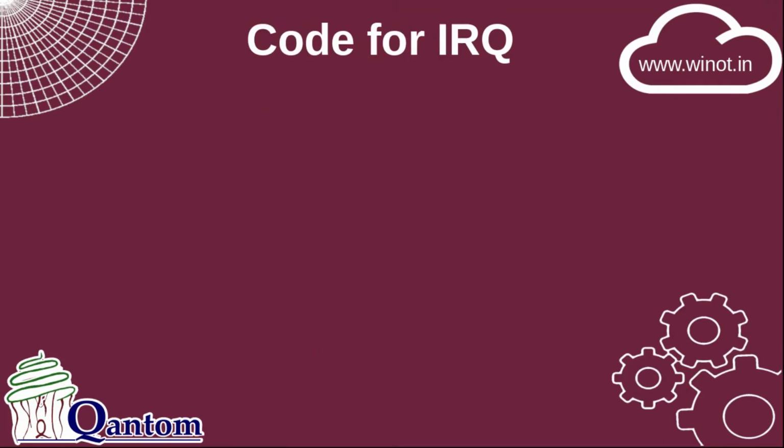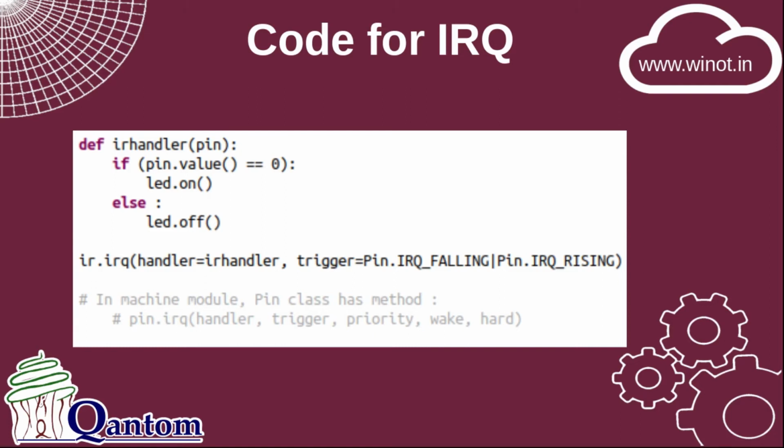Now let's come back to the IRQ in our code. We said ir.irq(handler=IR_handle, trigger=Pin.IRQ_FALLING | Pin.IRQ_RISING). MicroPython's Pin class has a method called irq whose definition is Pin.irq(handler, trigger, priority, wake, hard). Handler is the function which will be called when the interrupt is raised. The handler function just takes one argument, which is an object of the Pin type. The trigger parameter takes a constant which can be one of the following: IRQ_FALLING, IRQ_RISING, IRQ_LOW, or IRQ_HIGH.